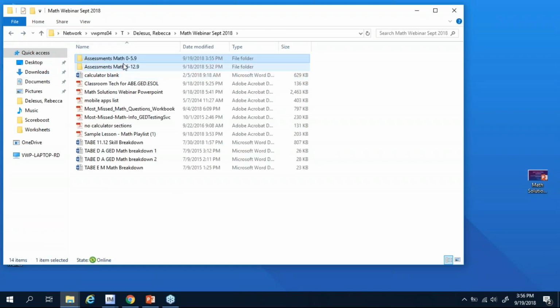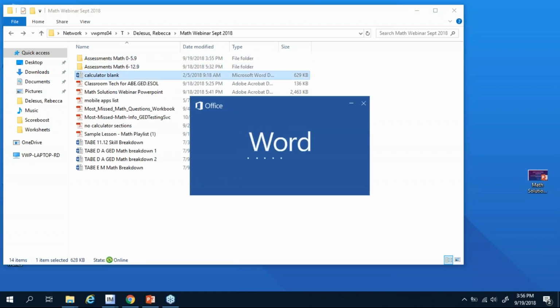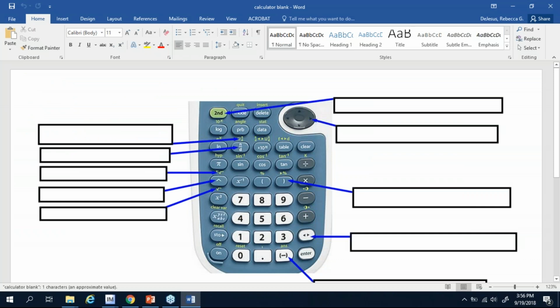Again, I don't know if you'll actually see them in folders, but you'll see what they are. I put a blank calculator in there so that you can review the key buttons with your students, and I've got the key buttons identified there.